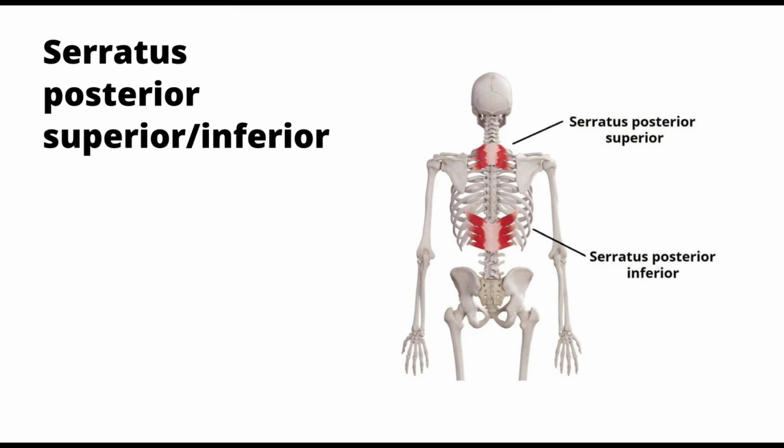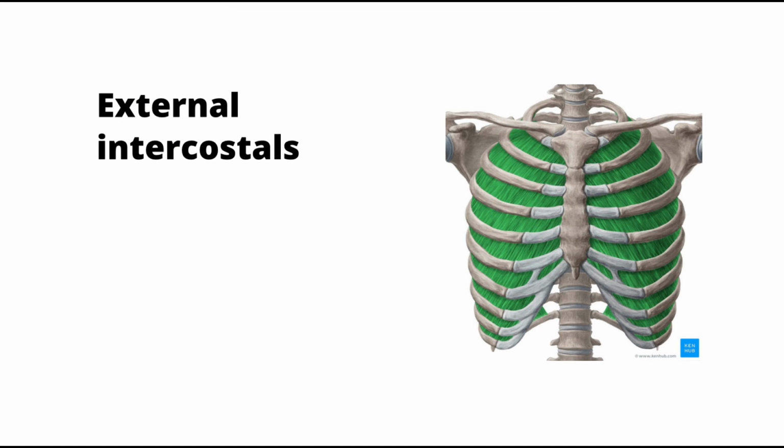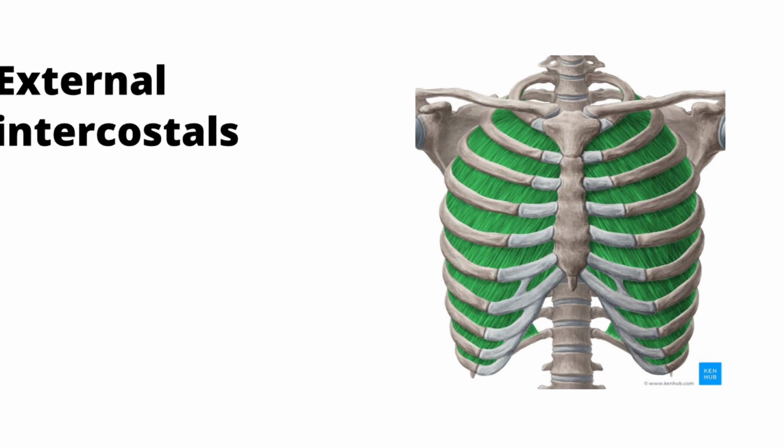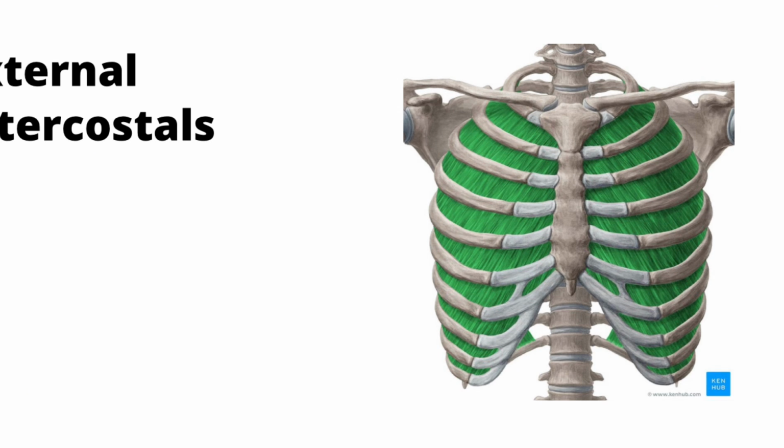The second one is the serratus posterior inferior, that is located in the lower back, deep to the latissimus dorsi, and its function is to depress ribs during expiration. The external intercostals are located between the ribs, superficial to the internal intercostals, and the function is to elevate ribs during inspiration.